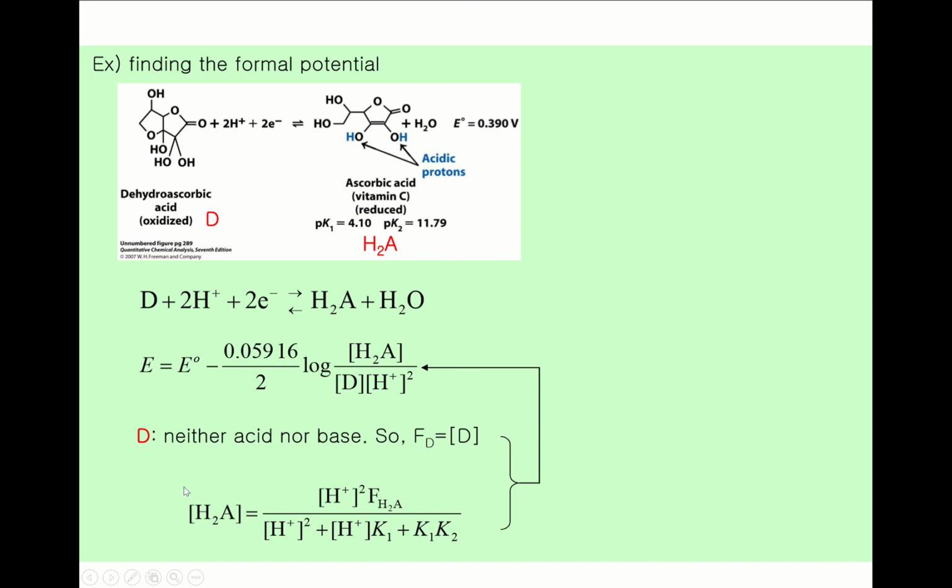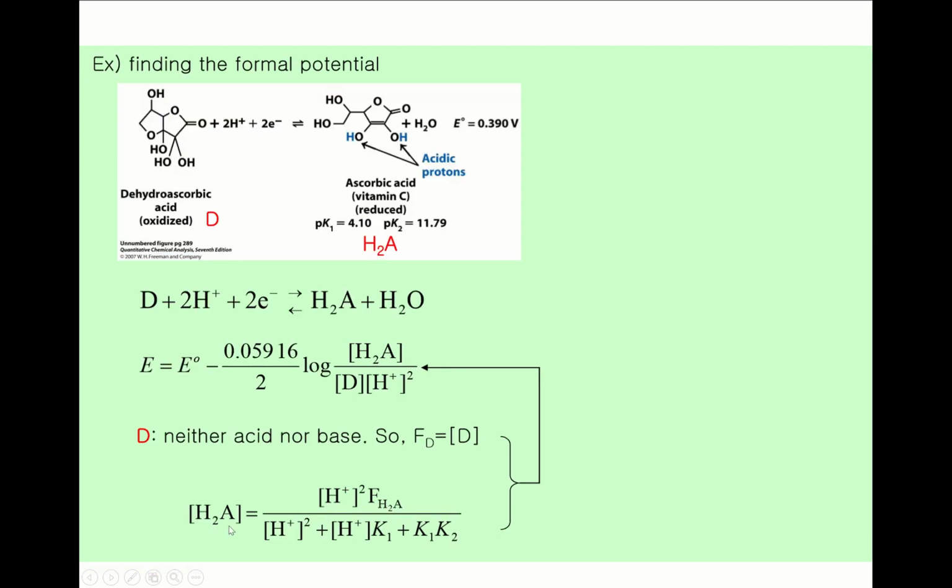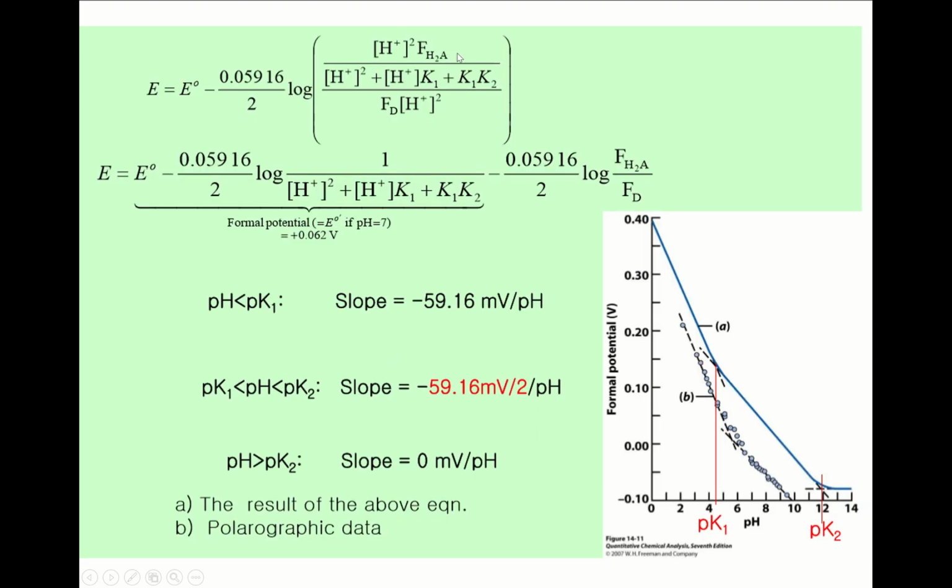and D here, this form is neither acid nor base, so we can simply say this equilibrium concentration equals this formal concentration. Okay, that's very simple. And here, to calculate the H2A form, we use this equation. Here the H2A form concentration is given by this equation. Okay, and then we substitute these two into this Nernst equation here, right?